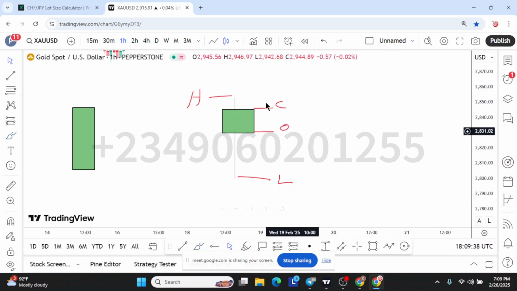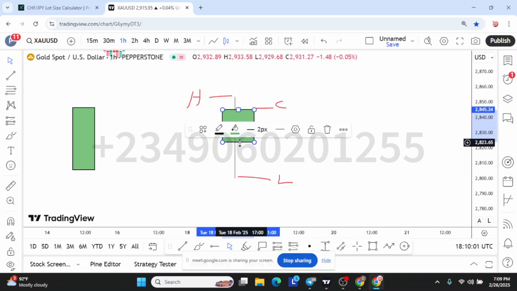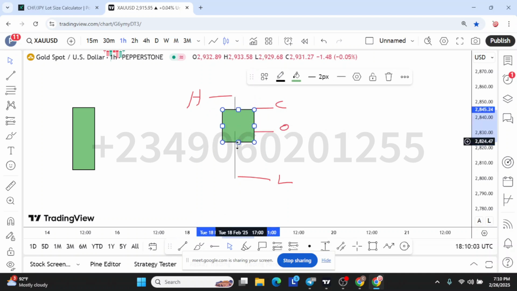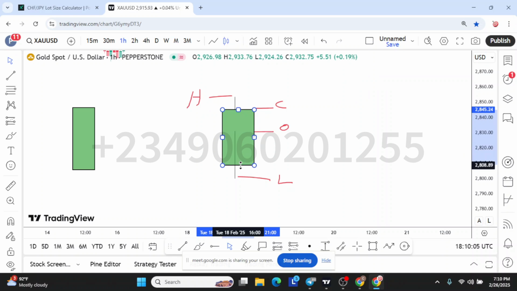All right, so once you see a pin bar at an area of support, you want to buy, you want to take a buy decision, because that tells us that there are buyers in the market. The sellers were first in the market, and price was pushing downward, price was pushing downward.